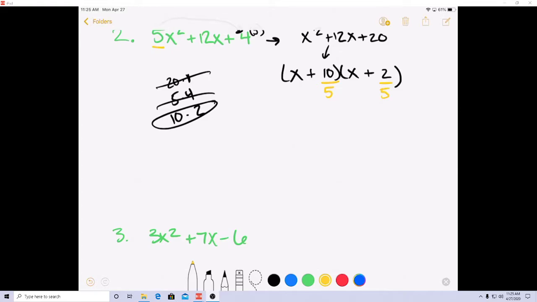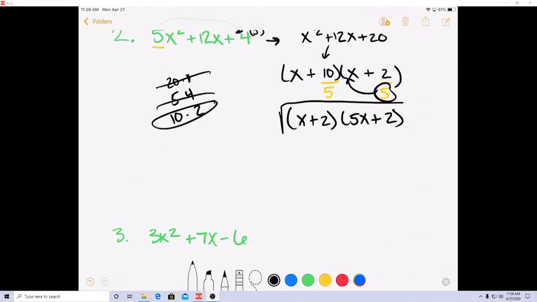So I get this one, 10 divided by 5 is a 2. And then 2 over 5 doesn't reduce, and it doesn't make a whole number. So again, I take the 5, stick it in front of the x, it becomes 5x plus 2. And that is our answer.